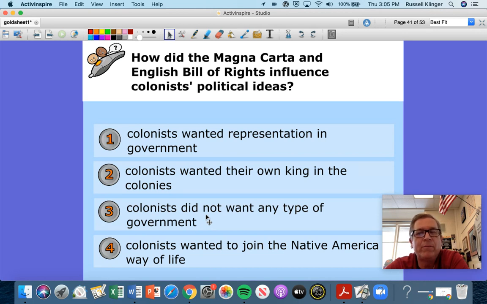They wanted government. In fact, we see this with the Plymouth Pilgrims, right? They signed the Mayflower Compact. They were interested in government. Colonists wanted to join the Native American way of life? No, no. The best answer here is number one: the Magna Carta, the Bill of Rights, the Enlightenment, the Protestant Reformation. All those things influenced people to want representative government.